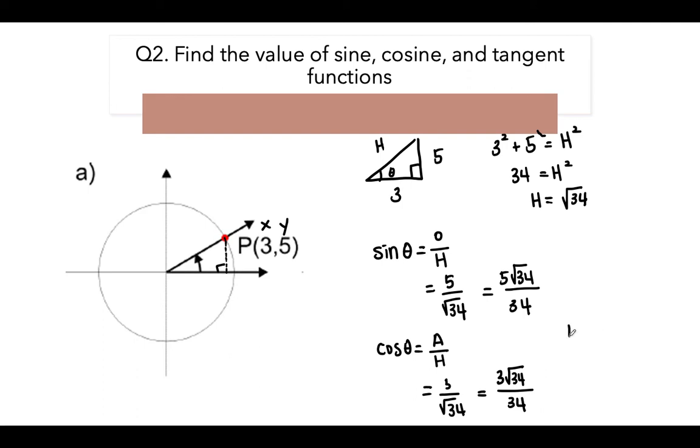And lastly, tangent theta is going to be opposite over adjacent. So opposite in this case is 5 and adjacent is 3. So it's going to be 5 over 3. And that will be your final answer.